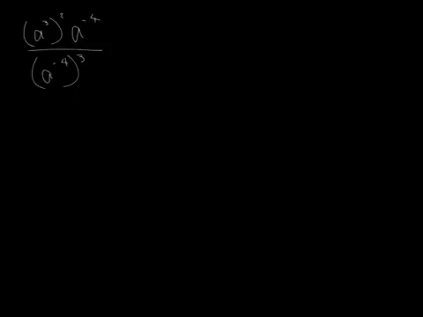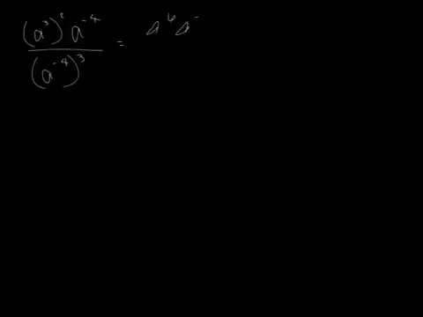Okay, this is example number 19. A lot of stuff here. But if we just do what's in the numerator, then we do what's in the denominator, and then we cross the line once we get that together. Alright, so a cubed squared is going to be a to the 6th power.